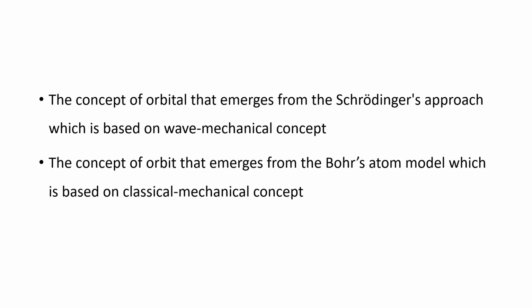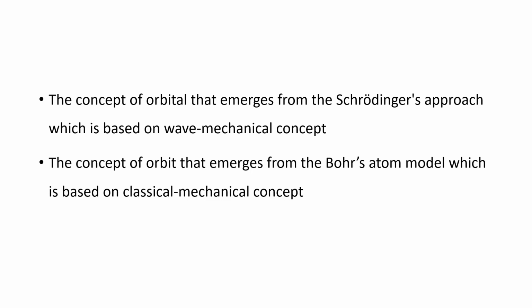The concept of orbit emerges from Bohr's atom model. We know Bohr's atom model is based on classical mechanical concept. That is, the concept of orbit is a classical mechanical concept. But in the case of orbital, it emerges from the Schrödinger approach, which is based on wave mechanical concept. That is, orbital is a wave mechanical concept and corresponds to wave function psi, which is an acceptable solution of the Schrödinger wave equation for the electron.